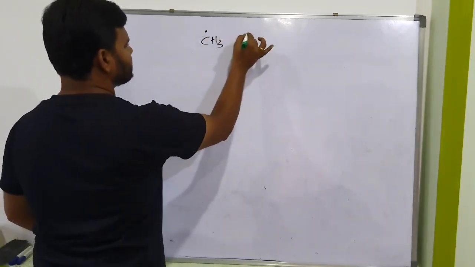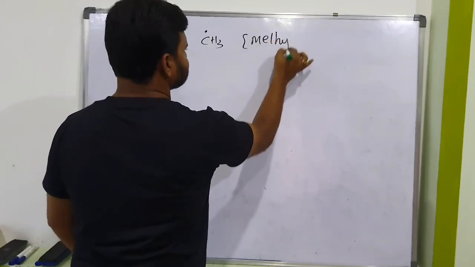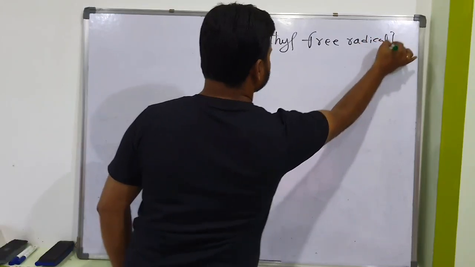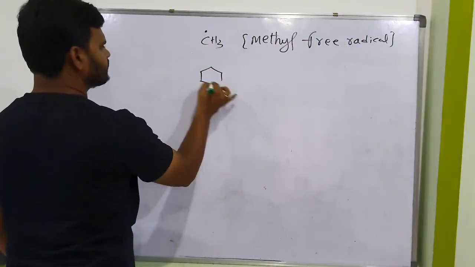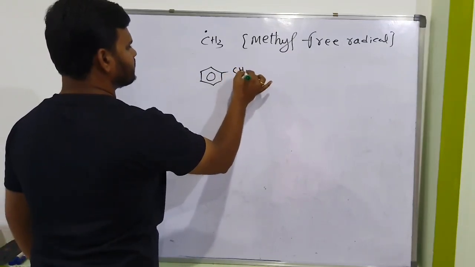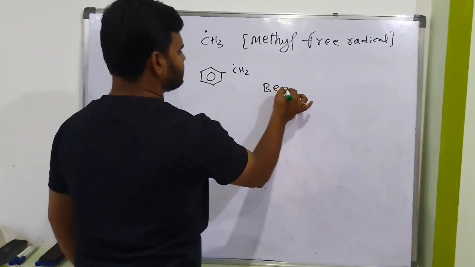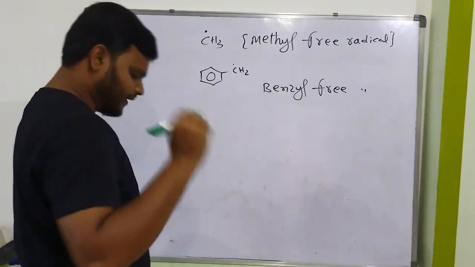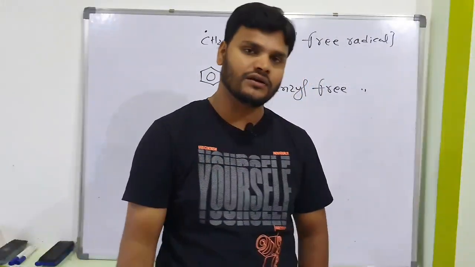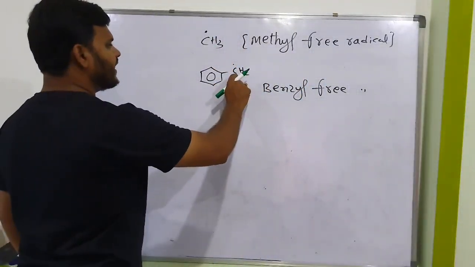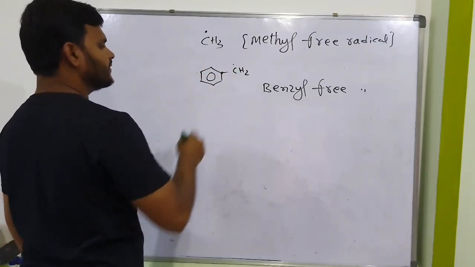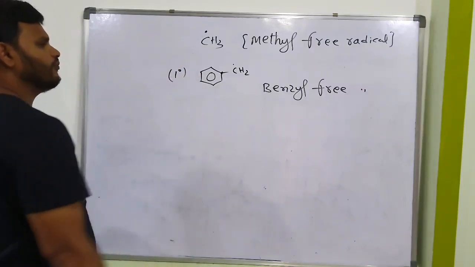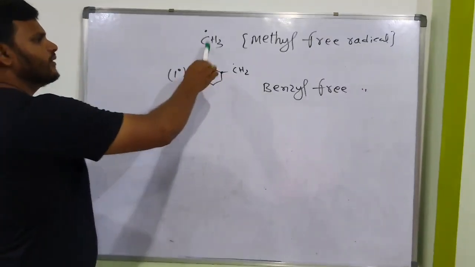CH3 like this. This is methyl free radical, isn't it? Yes. This is methyl free radical. What about this one? This is benzyl free radical. So my question is, is benzyl free radical 1 degree or not? Yes, definitely yes. Why? Because the C radical is attached to only one carbon. That is the meaning. This is the example of a primary free radical. This is the example of methyl free radical.